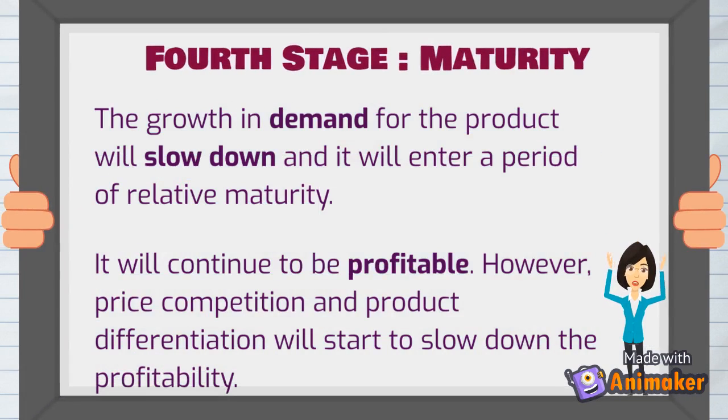Fourth stage is maturity. Eventually, the growth in demand for the product will slow down and it will enter a period of relative maturity. It will continue to be profitable. However, price competition and product differentiation will start to erode profitability. The product may be modified or improved as a means of sustaining its demand.